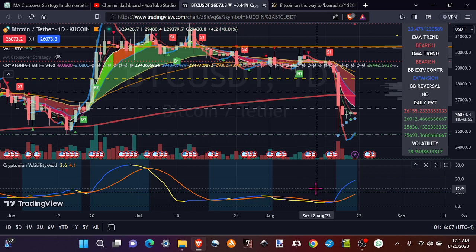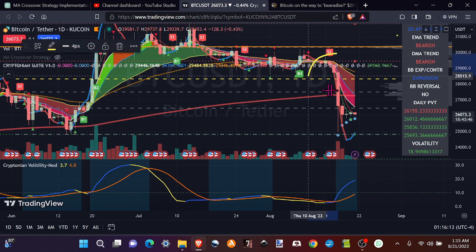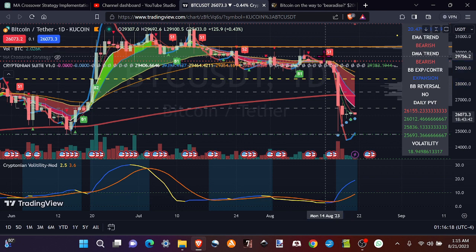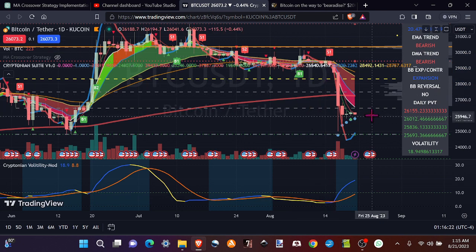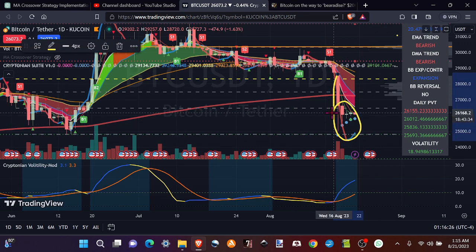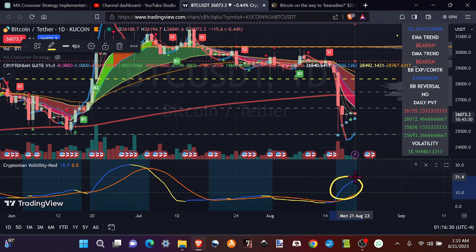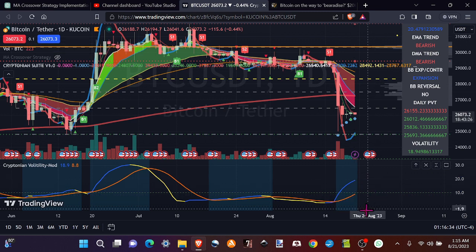Now that being said, our RSI is 20. We've had this push to the downside. We did lose support. We did lose that trend line. So I did remove the trend line. And currently we had an expansion to the downside, okay? And you can see that expansion here with this blue line on the Cryptonian volatility mod. I love this tool.